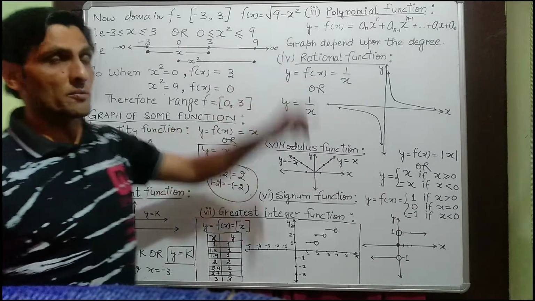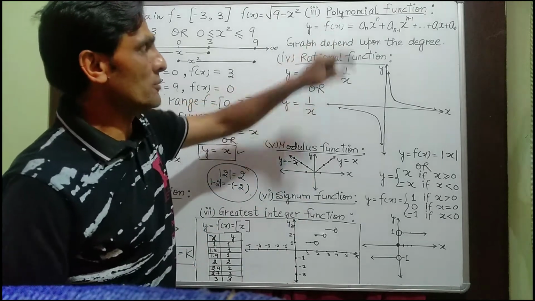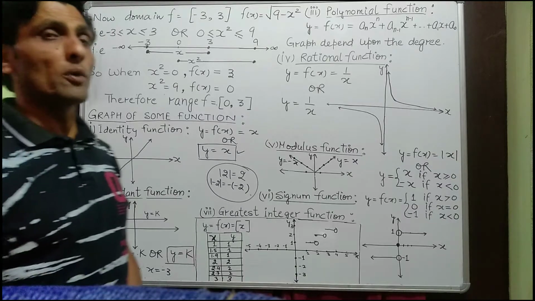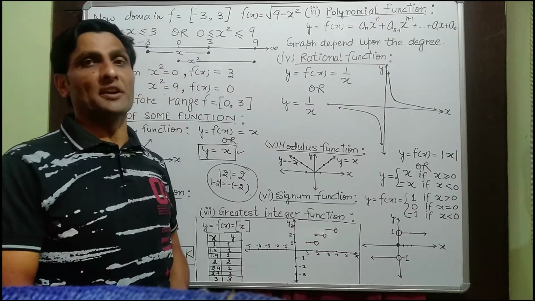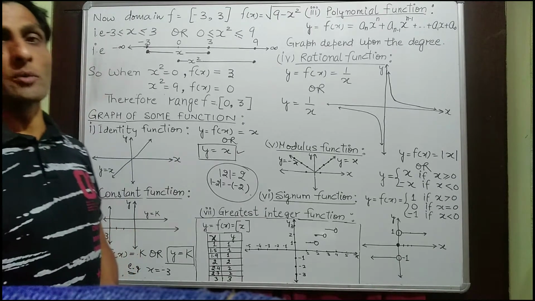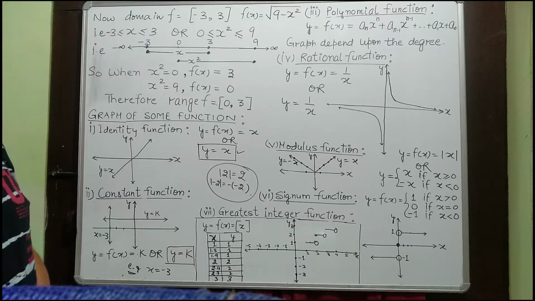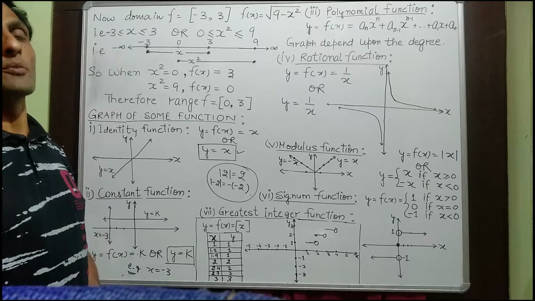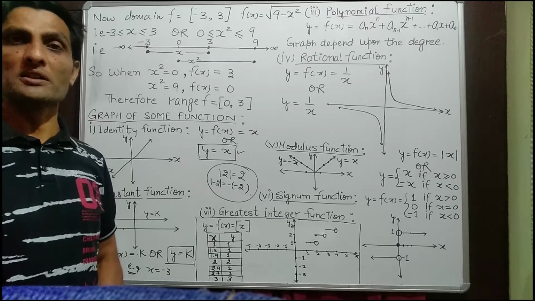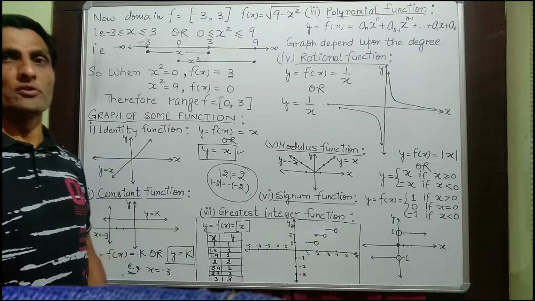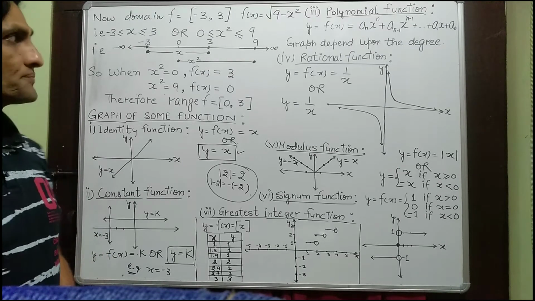Now next is the polynomial function. This is a polynomial of degree n. The graph of a polynomial depends on its degree. If the polynomial is linear, that is degree 1, then the graph is a straight line. And if the degree of the polynomial is 2, that is a quadratic polynomial, then the graph is a parabola, and so on for the remaining.